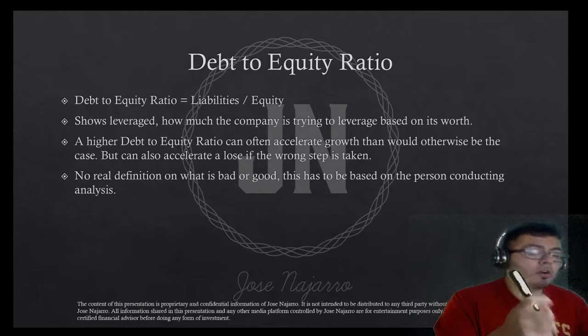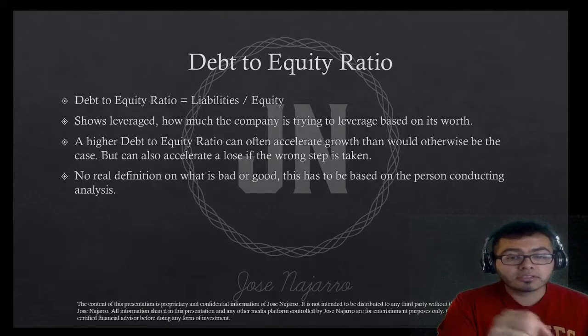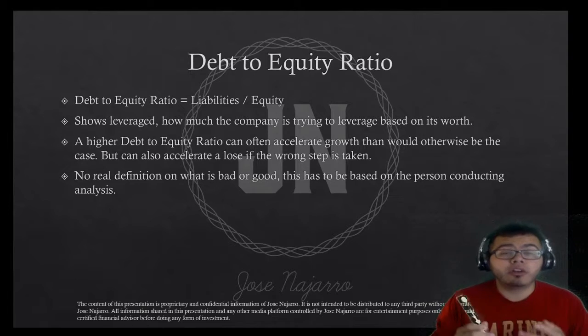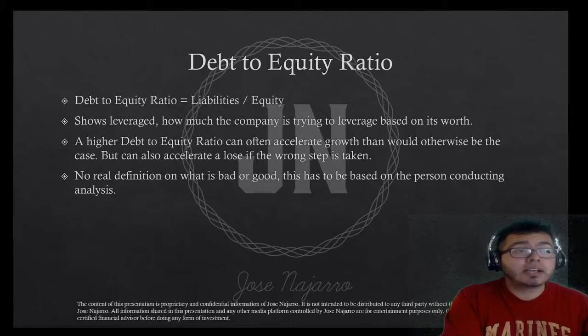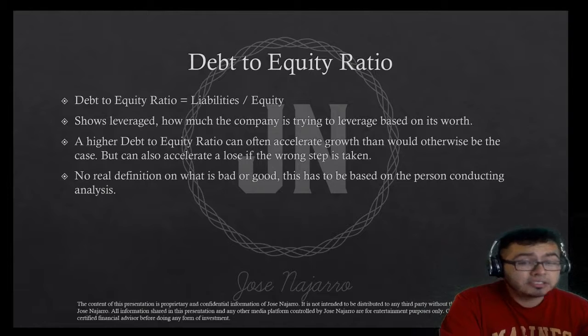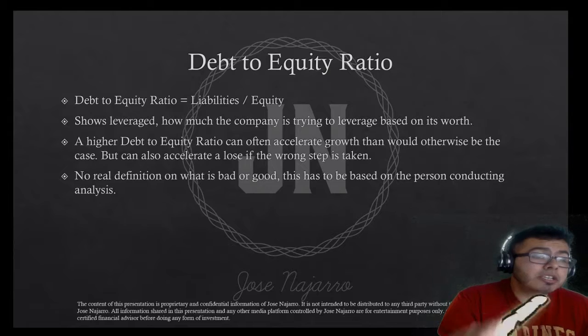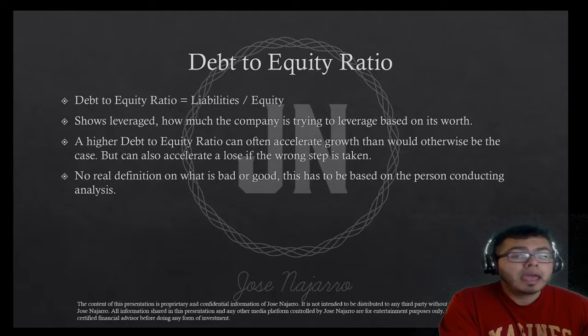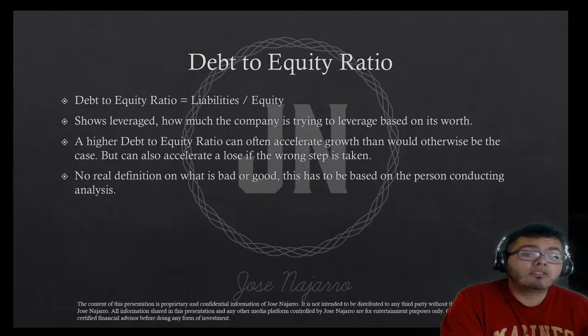But again, it can go the bad way. If I leverage too much and I lose, I'll be able to lose way too much, and it can accelerate loss. To me, there's no real definition of what's bad or good on debt to equity ratio. This has to be based on the person conducting the analysis. But for me, again, I take a look at past information to see how debt to equity ratio has looked in the past. If there are any big changes, I try to understand why the ratio has changed. Have they accumulated more debt, or have they increased equity? Have they decreased in equity?